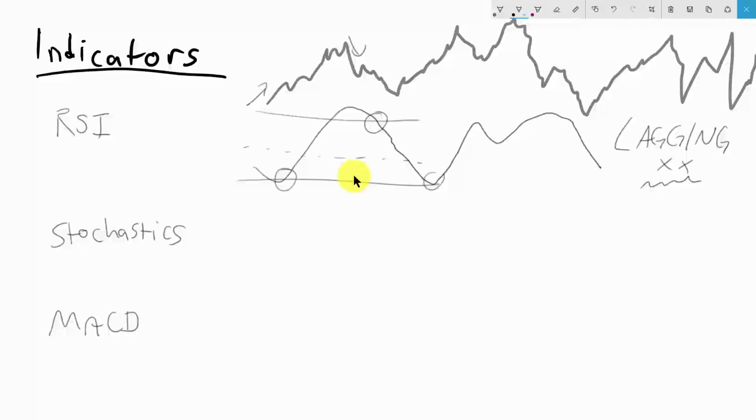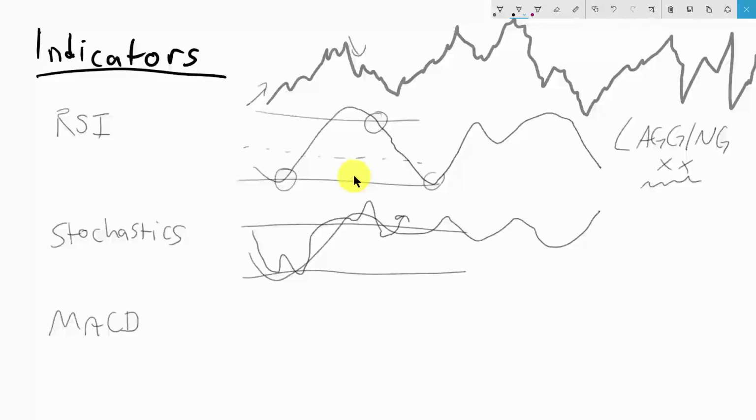Stochastics have kind of a different problem, I find. So with stochastics, you have your overbought, your oversold, you have your slow moving stochastics, right? And your fast moving stochastics. Sorry, my hand slipped there. But essentially, if this just stays up here, do you short? No.